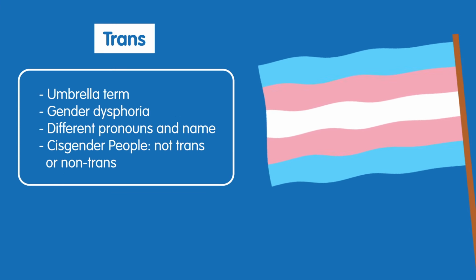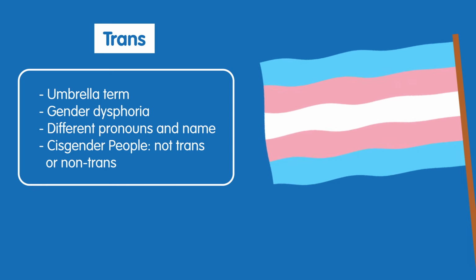Trans is an umbrella term which means somebody who doesn't identify with the gender that was assigned to them at birth, or the gender that society associates with their body. Some people who are trans experience gender dysphoria, although not all trans people experience this.